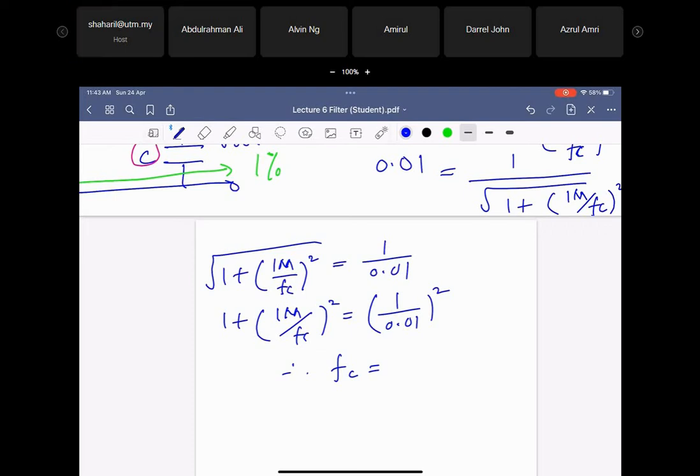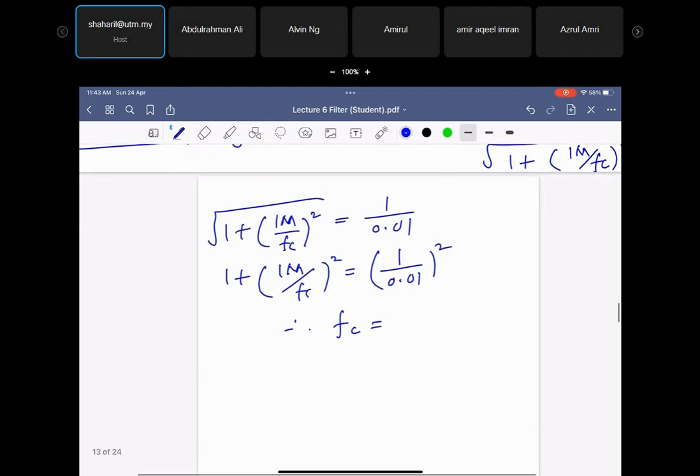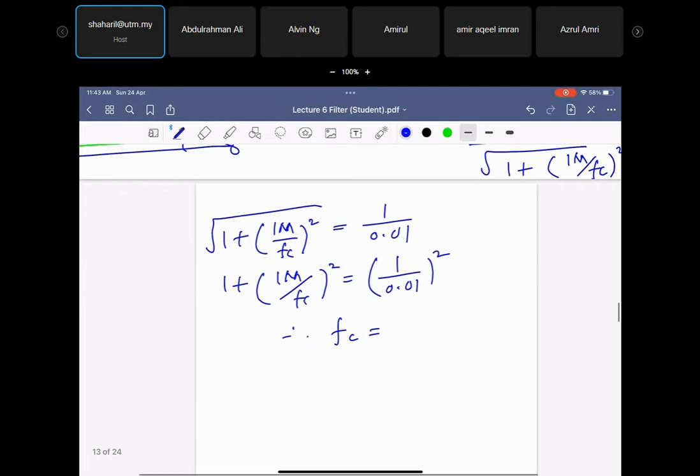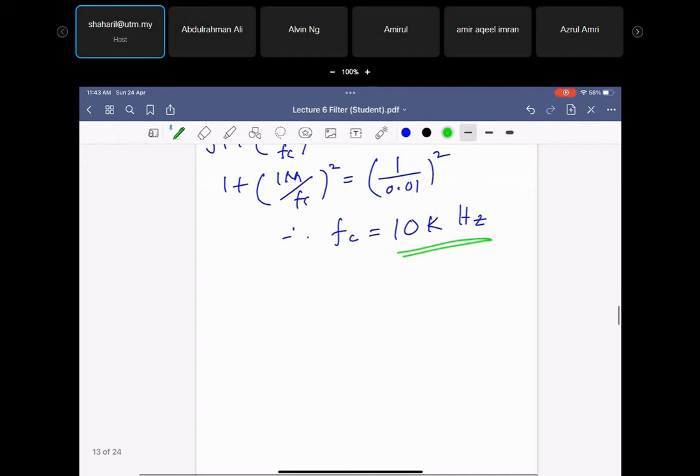So in this case, what is it, guys? You got FC. I think 10 kilohertz. Good, John. Very fast, good. So 10 kilohertz, right? Okay, Johnny got this one, good. Right, done. Okay, so now let's continue.